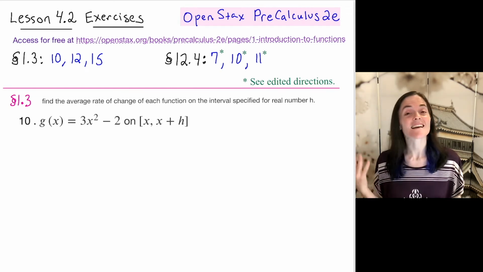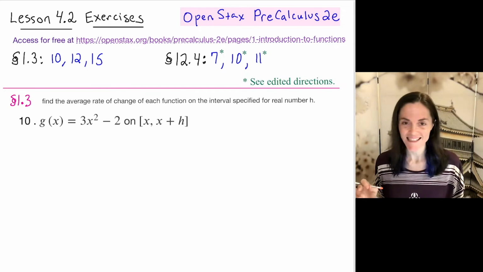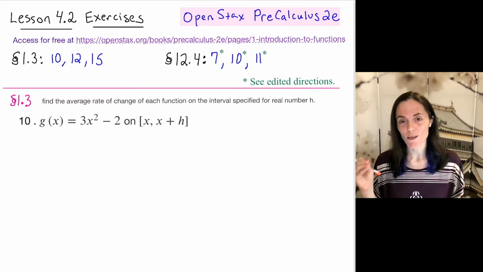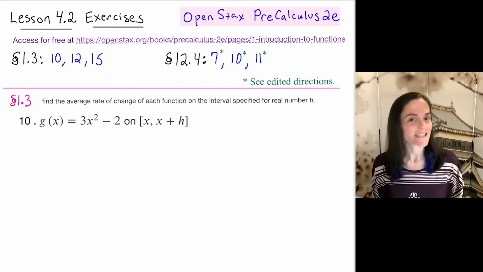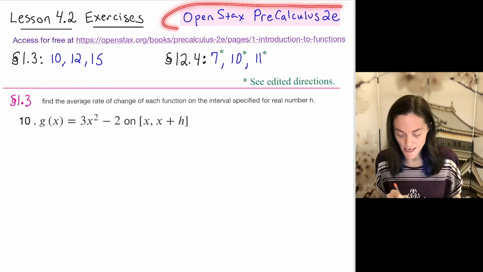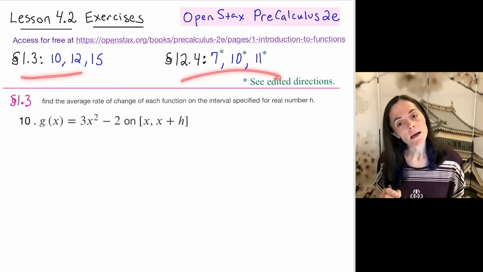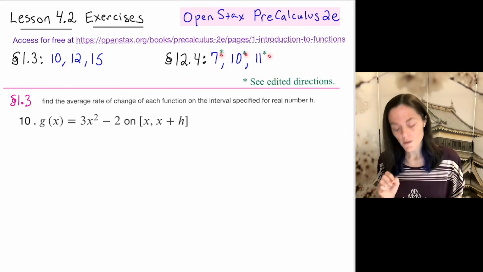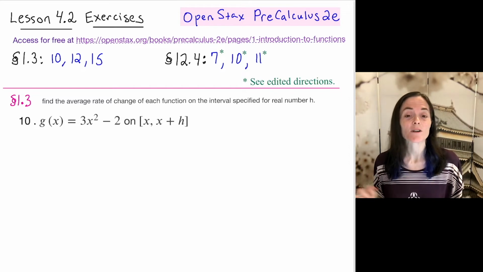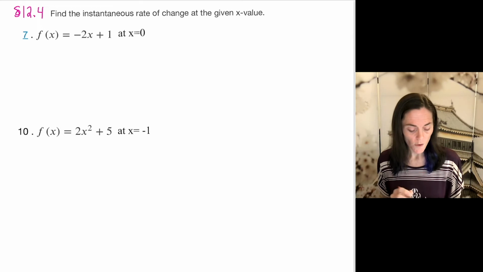Here are the exercises for lesson 4.2, which was an introduction to instantaneous rates of change. In this lesson, we primarily focus on difference quotients and simplifying them. The exercises come from OpenStax Precalculus 2E, and they are listed here, but for the starred ones, I have edited the directions to better fit the material we covered.